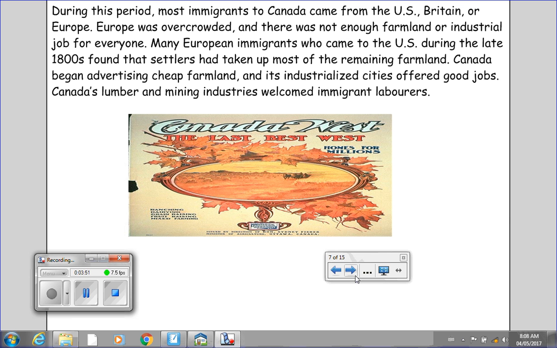During this period, most immigrants to Canada came from the US, Britain, or Europe. Europe was overcrowded and there was not enough farmland or industrial jobs for everyone. Many European immigrants who came to the US during the late 1800s found that settlers had taken up most of the remaining farmland. Canada began advertising cheap farmland, and its industrialized cities offered good jobs. Canada's lumber and mining industries welcomed immigrant laborers.